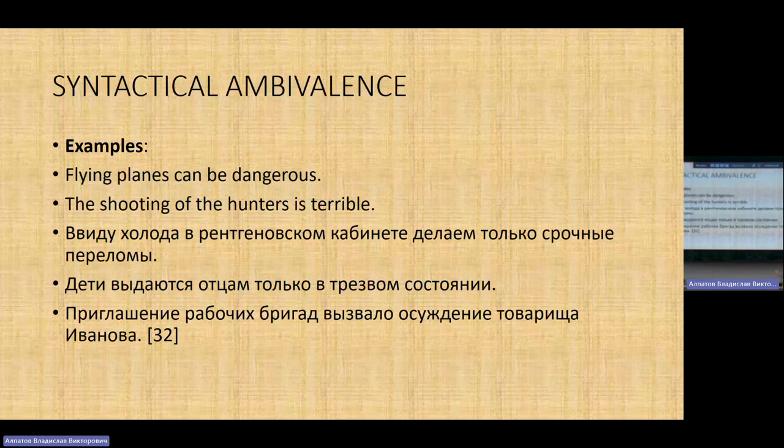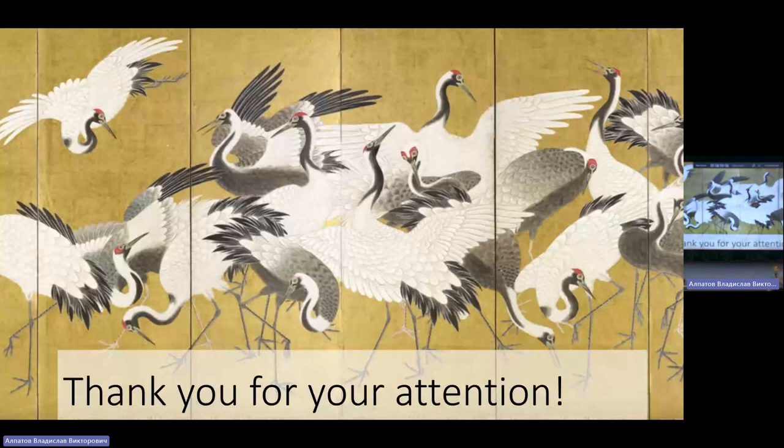And finally, this last one is an artificial phrase. Приглашение рабочих бригад вызвало осуждение товарища Иванова. It's a specially constructed phrase, which has 32 different interpretations based on different syntactical valences, by Yuri Derenikovich Apresyan. So this is called syntactical ambivalence, and this brings me very luckily to the end of my lecture. Thank you very much.